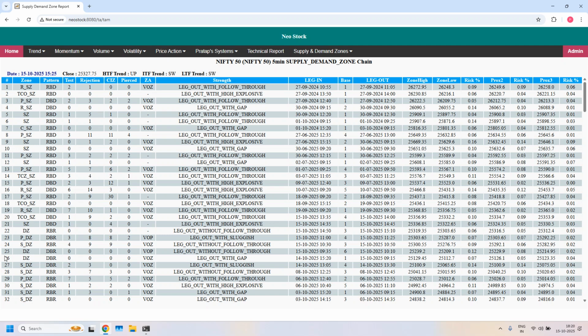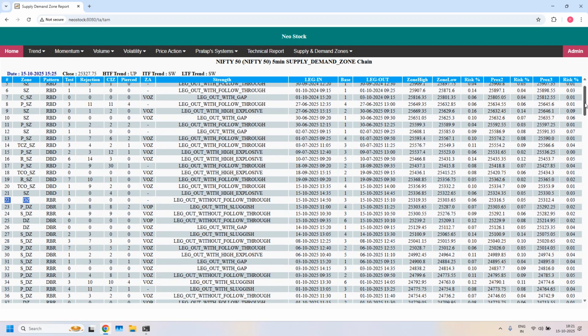And the nearest demand zone for the current closing price, serial number 22, I will put it in the middle of the page.